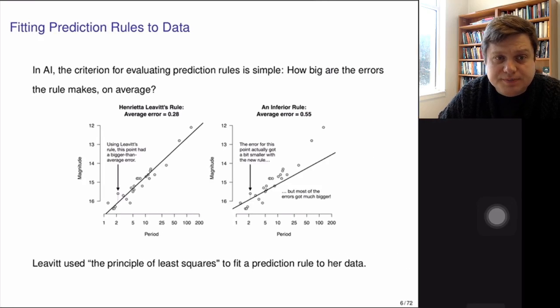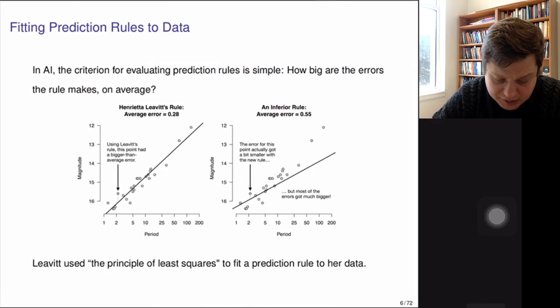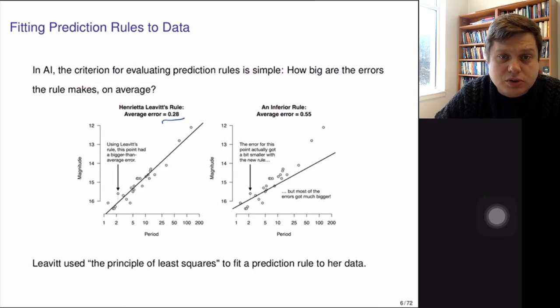So, in artificial intelligence, the criterion for evaluating a prediction rule is simple. How big is the error that the rule makes on average? And in the case of Henrietta Leavitt, the average error was 0.28.